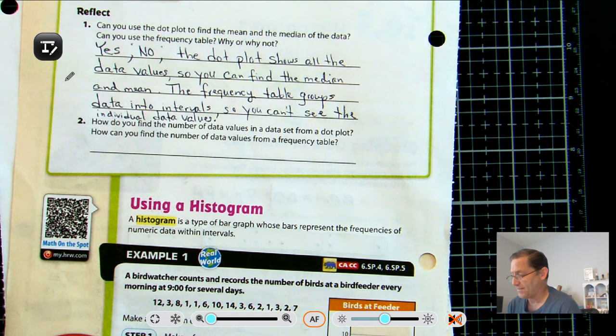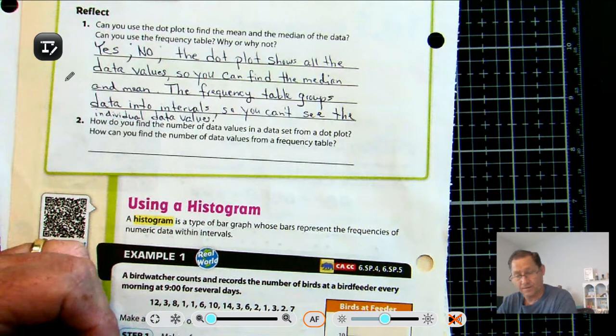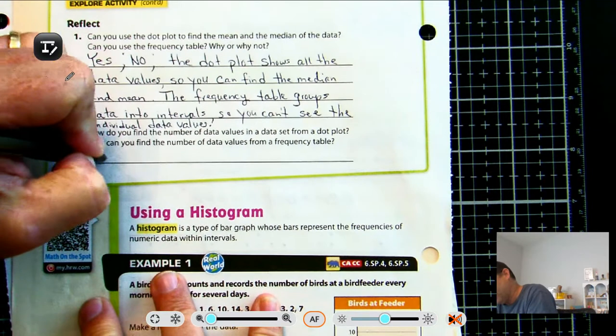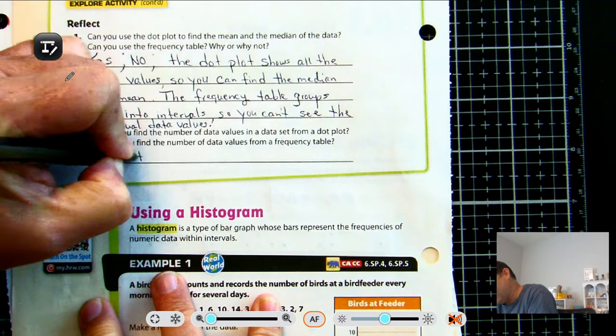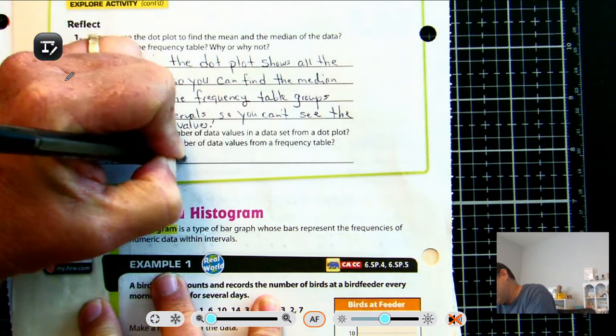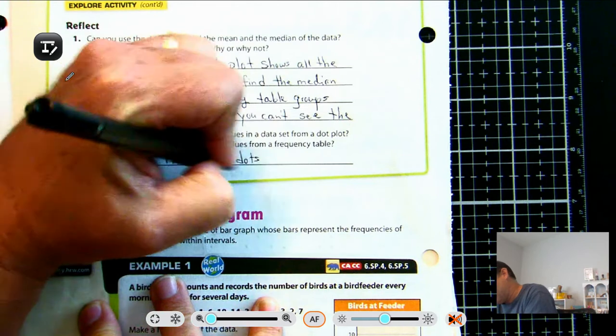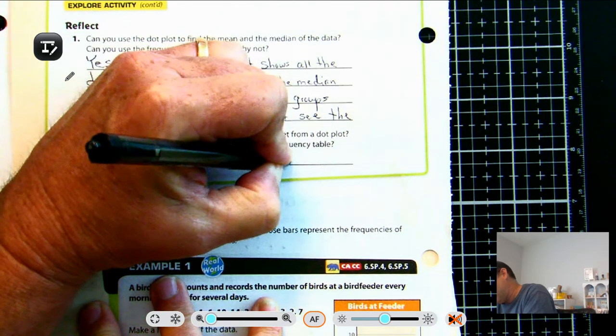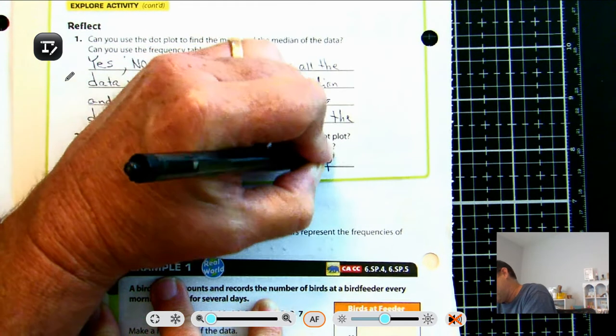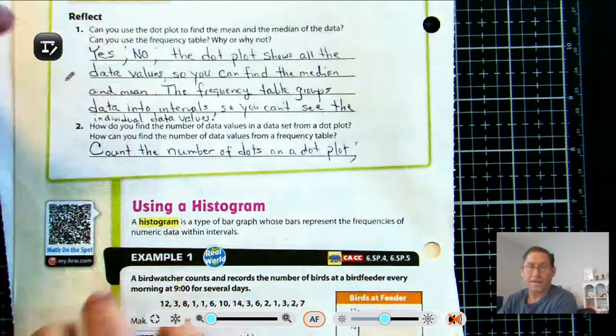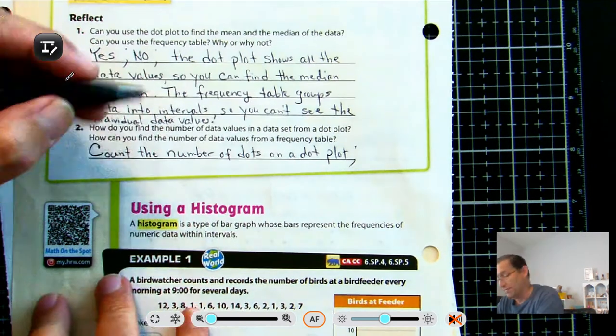Number 2, how do you find the number of data values in a data set from a dot plot? How can you find the number of data values from a frequency table? Well, in the dot plot, we just add up all the dots, right? So count the number of dots. And on our frequency table, just find the sum of the frequencies.